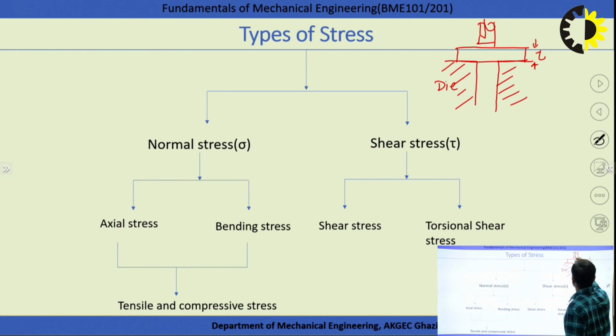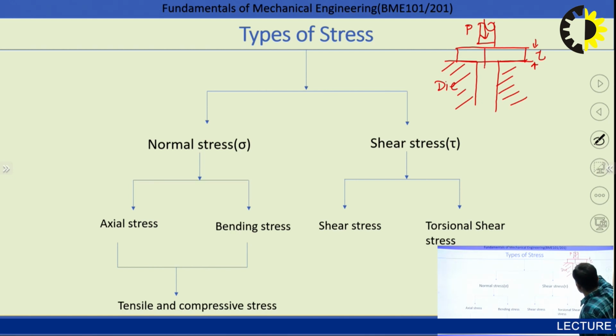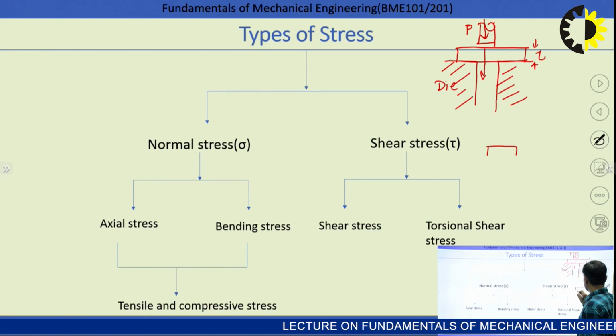If I apply a force over it, suppose P is the force applied over it, after the application of the force, what will happen? This punch will go down. When this punch goes down, it will cut from the sheet. And when it cuts from the sheet, the shape of the cut sheet is like this.